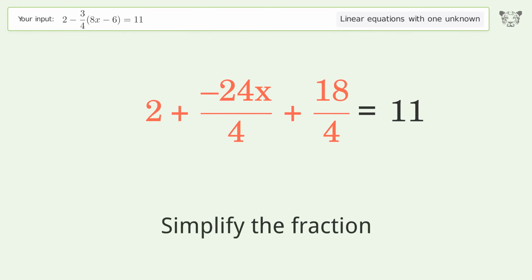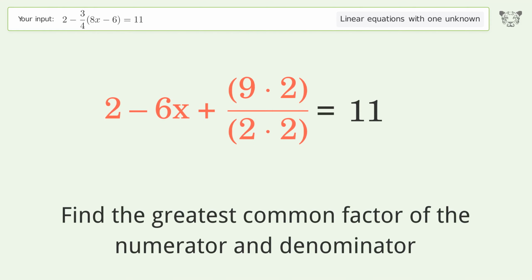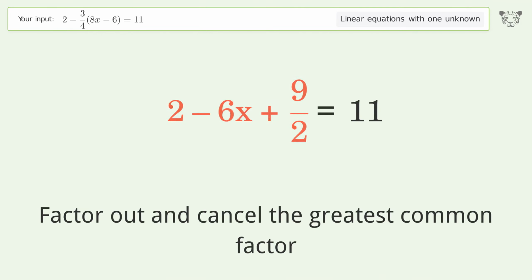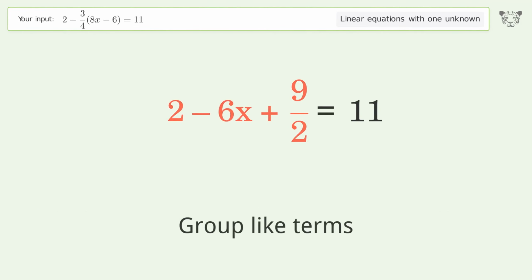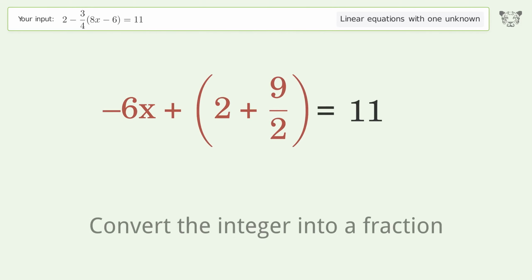Simplify the fraction. Find the greatest common factor of the numerator and denominator. Factor out and cancel the greatest common factor. Group like terms. Convert the integer into a fraction.